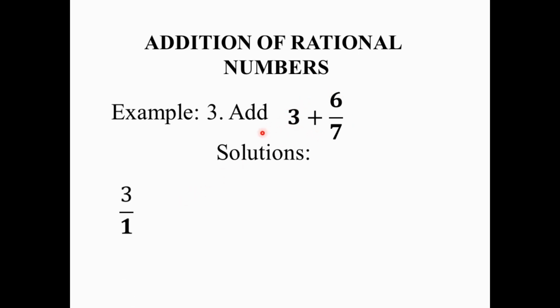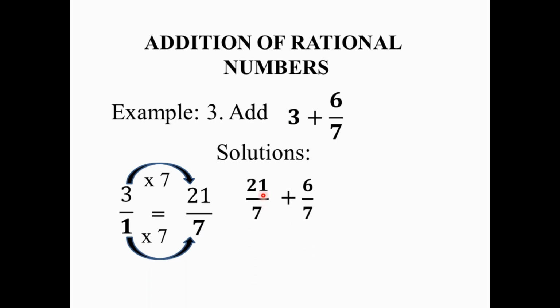Okay, 3 can be transformed into 3 over 1. Now, we will multiply the denominator 1 by 7 to obtain 7. And we must also multiply the numerator by the same number, which is 7. And then, 3 times 7, that is 21. Then 1 times 7, that is 7. So we will now make use of this fraction, 21 over 7, instead of 3.